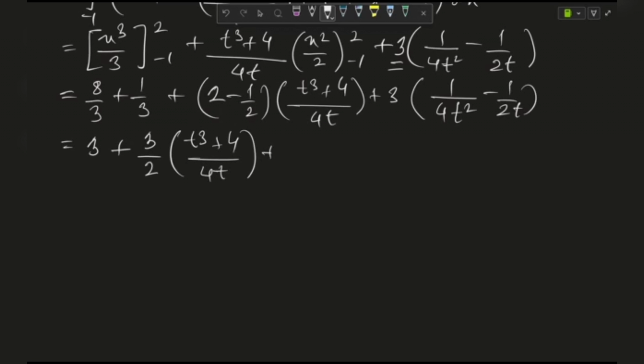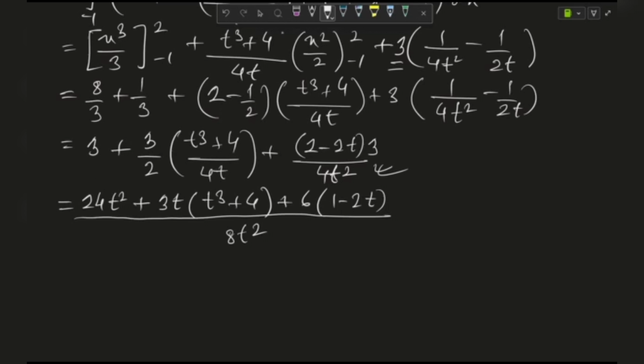And in this particular part, what I will do is I will take the LCM. So this, I guess, comes out to be 2 minus 2t times 3 by 4t squared. I hope you guys understand how this is coming. So now we will take the LCM. I will do it for you guys. So this is our final result, and please note I have made a mistake here. This is 1, okay? This thing is 1 actually. So this is our result after taking the LCM and manipulating.